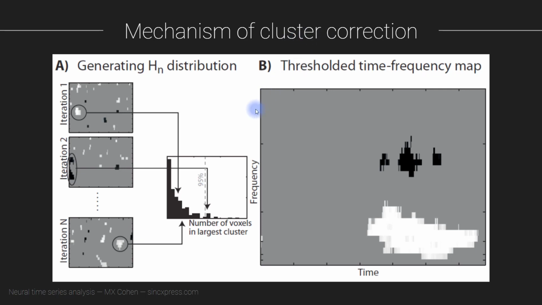All right, so this is one method, cluster correction. In the next video, I'm going to show you the other method that you can use from permutation testing, and that is extreme value-based correction.